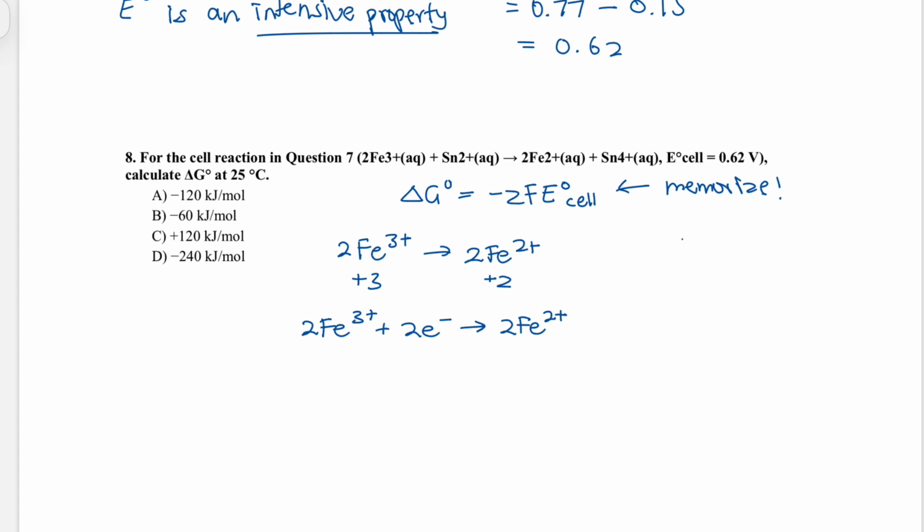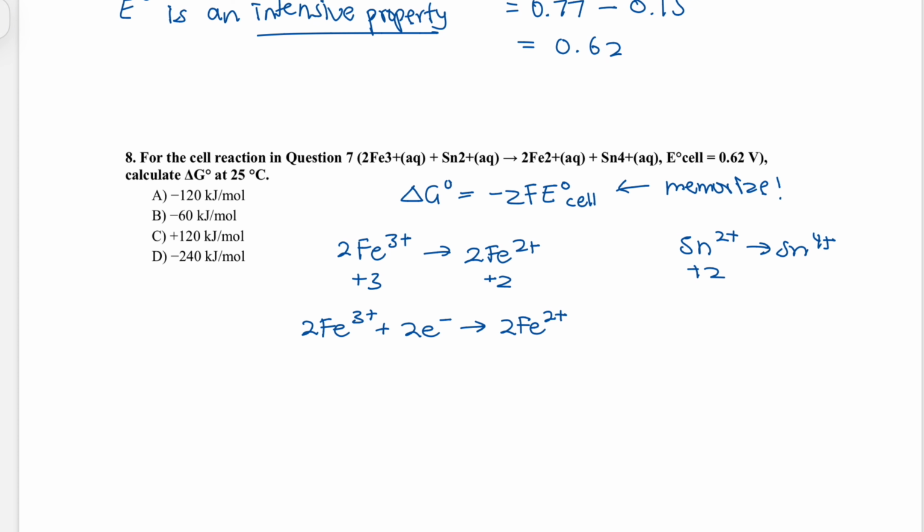And then for the other half, we have plus 2 and plus 4. So I'll add plus 2 electrons on this side. And then in this case, we have the same on both sides, which is 2 electrons, and then we can cancel it out at this point.